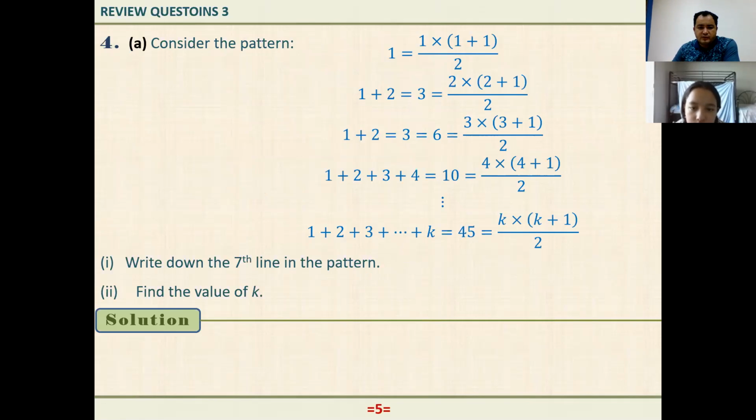Okay, now you will answer this question. Consider the pattern. Do you remember this pattern? What are these numbers, Shahina? Oh, I forgot the name. What are these? These are the sum of the first k natural numbers, right?